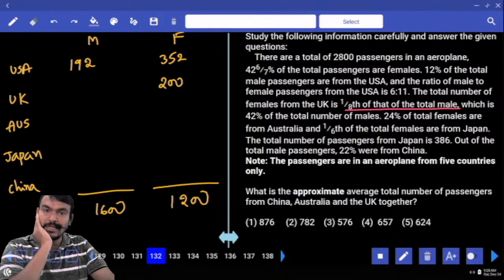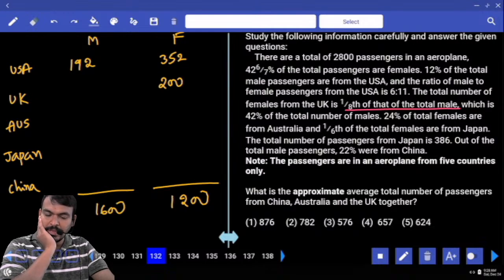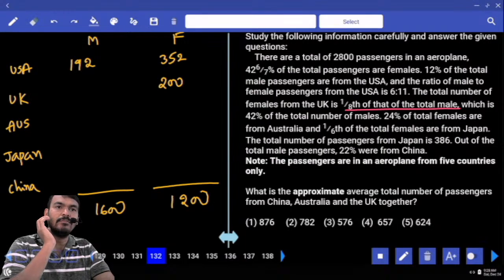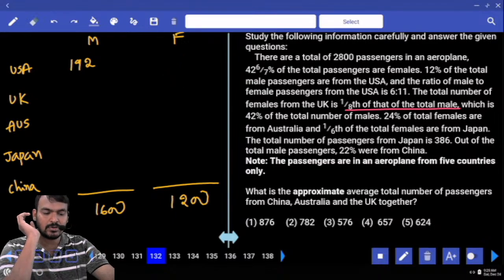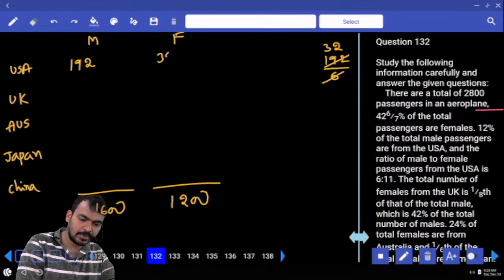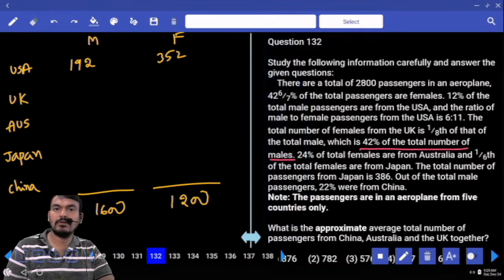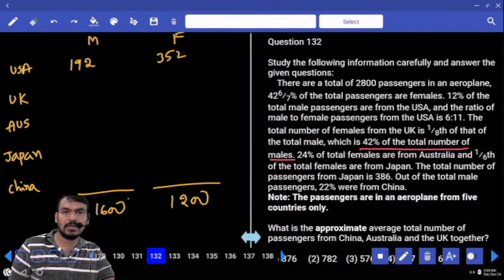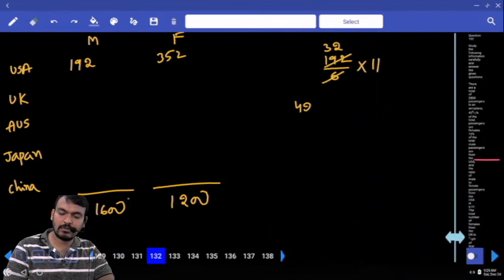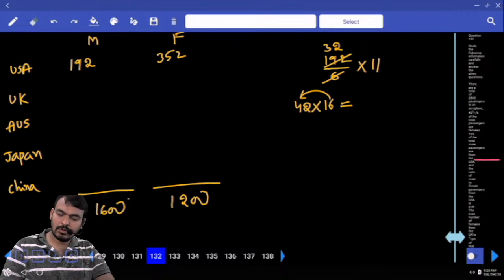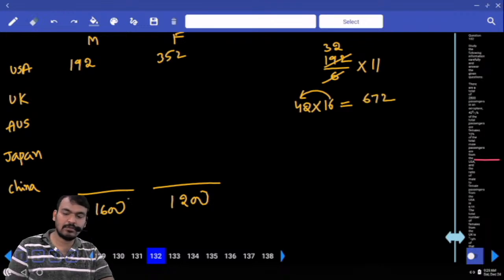The total number of females from UK is 1/8 of the total male, which is 42% of the total number of males. First we need to identify the 42% of male members. Sorry, it is already 352. What are the male members? 1600. In that how much percent? 42%. Means 42 into 16. 16 into 40 is 640. 16 into 2 is 32. Total it is 672. That 672 are which one?